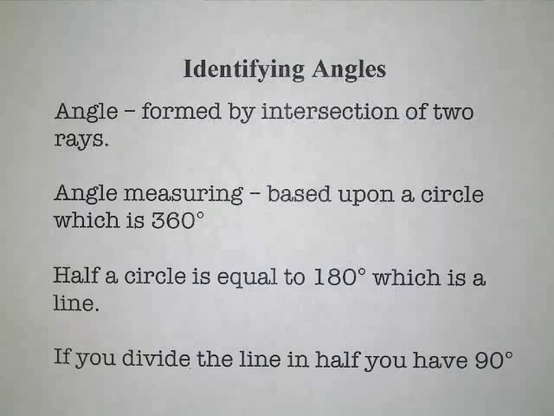Formed by intersection. So when two rays intersect, when they meet up and cross each other, they form an angle. Pretty cool, right? And what is a ray, Dustin?